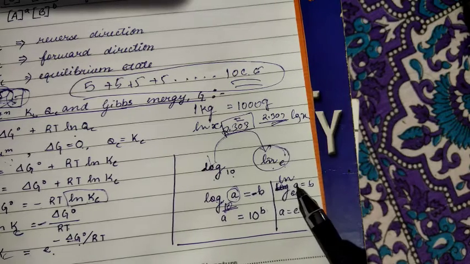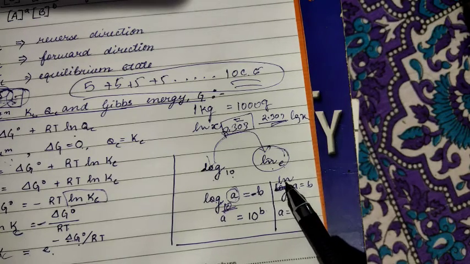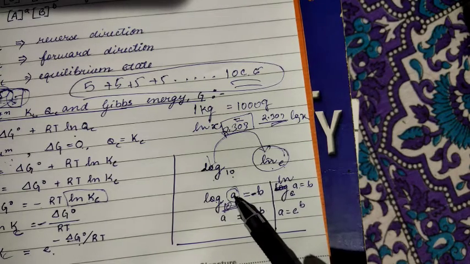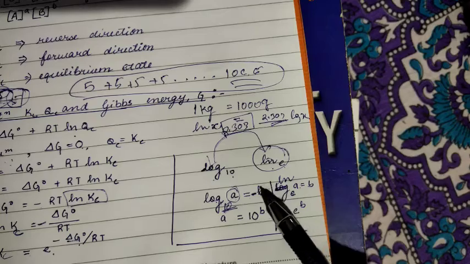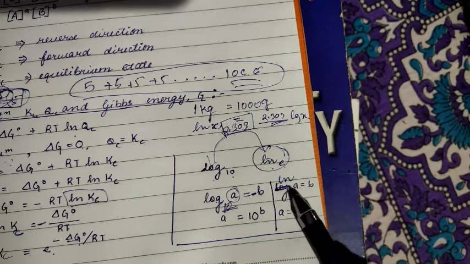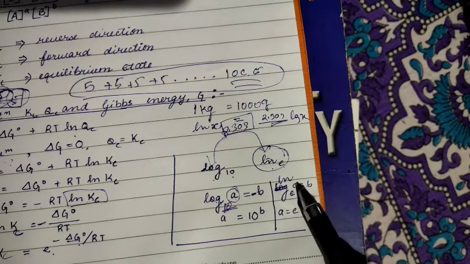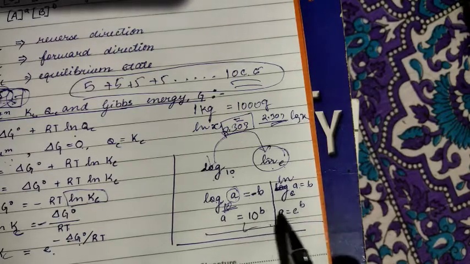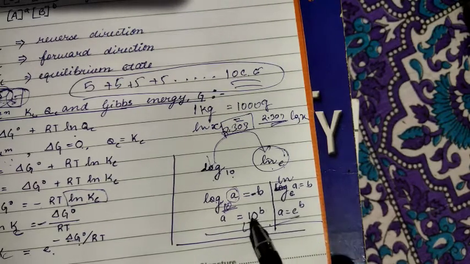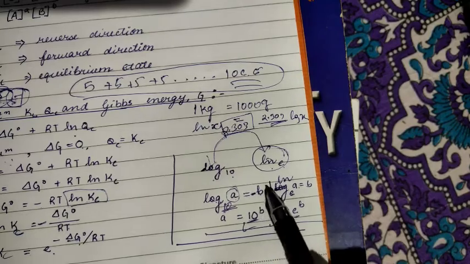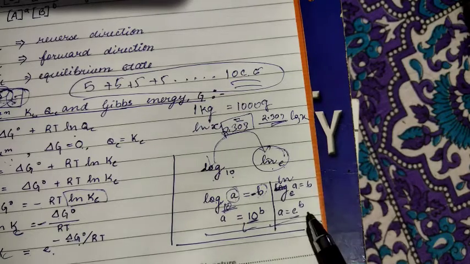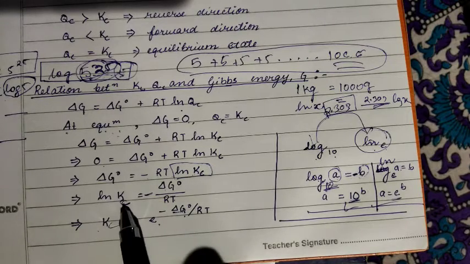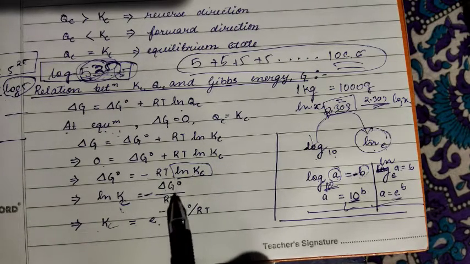You just have to say ln a. E is the base of ln, that is understood. Whenever we say log of a, the base 10 is understood. We don't have to repeat it. So ln a equals b. Now the value of a equals e to the power b. Similar to this, but the bases are different. The number on your right hand side will become the power. That's it. So here also you can use that formula, ln KC equals minus delta G naught by RT.